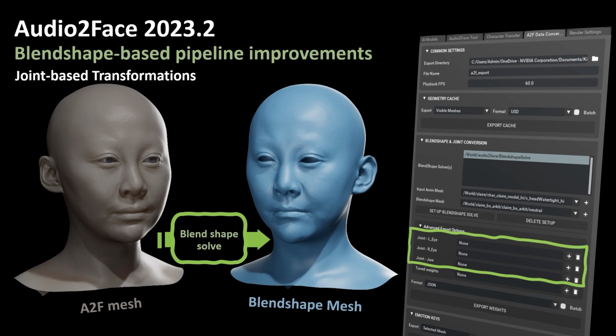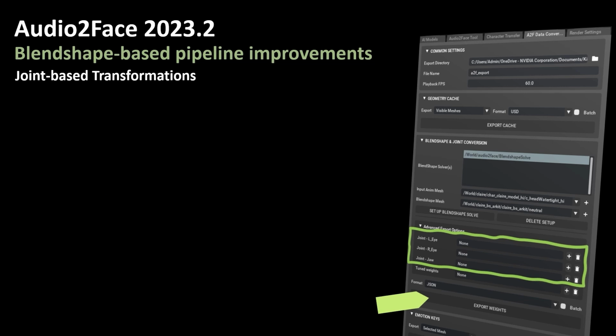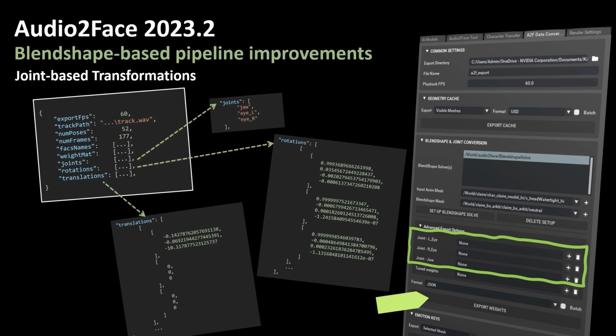The first three options are related to exporting joint-based transformations for the eyes and jaw. By default, without specifying these options, the transformations for the eyes and jaw will be exported based on the Audio2Face own transformation hierarchy.